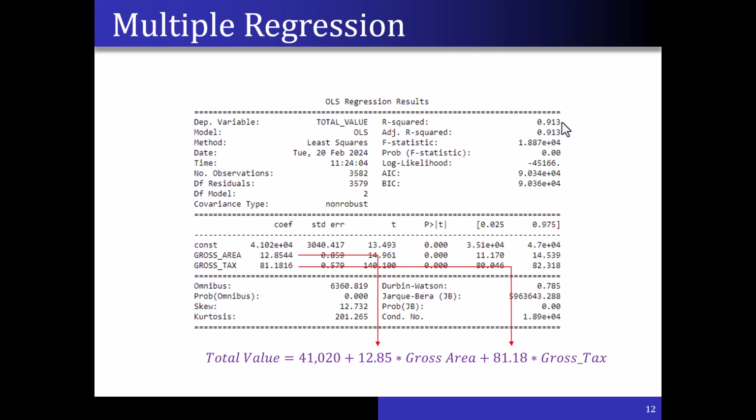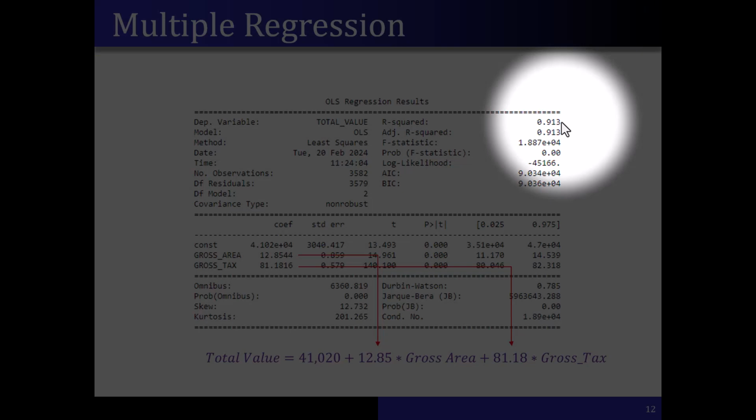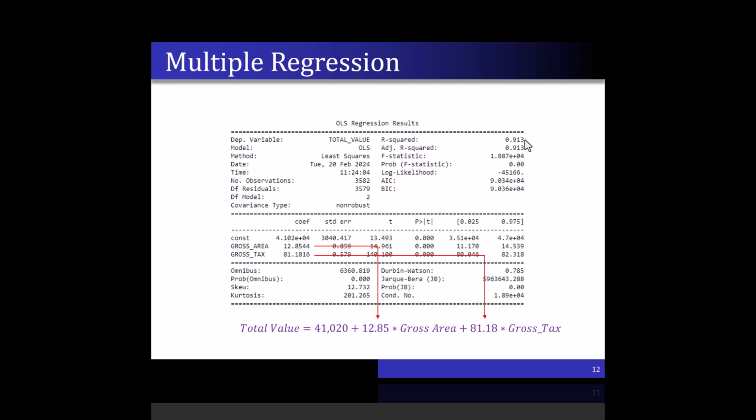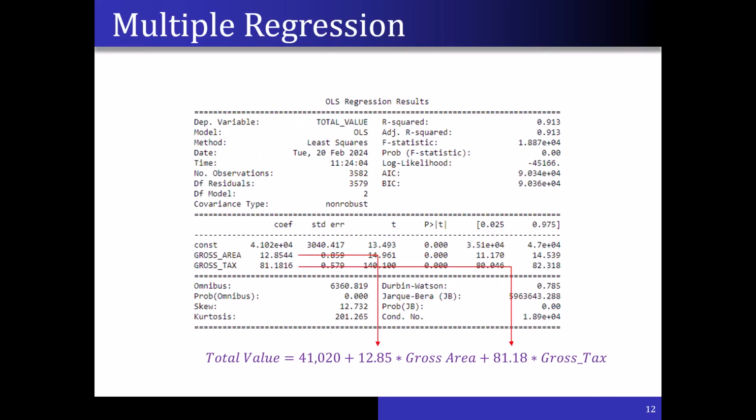By the way, take a look at the R square. The R square was 44% in the simple linear equation. Now I added one more variable. The R square increased to almost 91%, which means that 91% of the variation in total value is explained by just using these two variables. These are two simple examples of linear regression. We took a look at one and two variable cases.